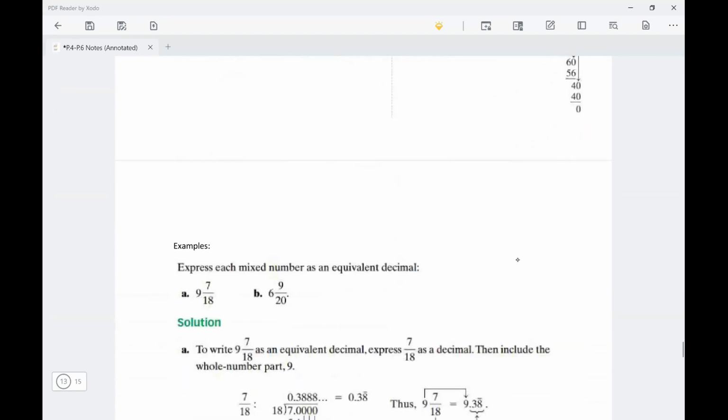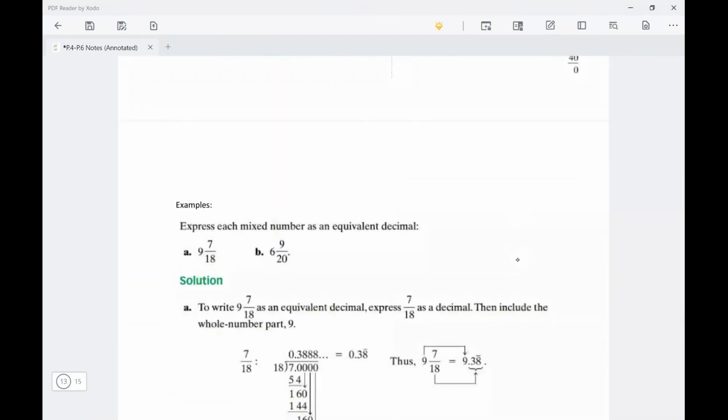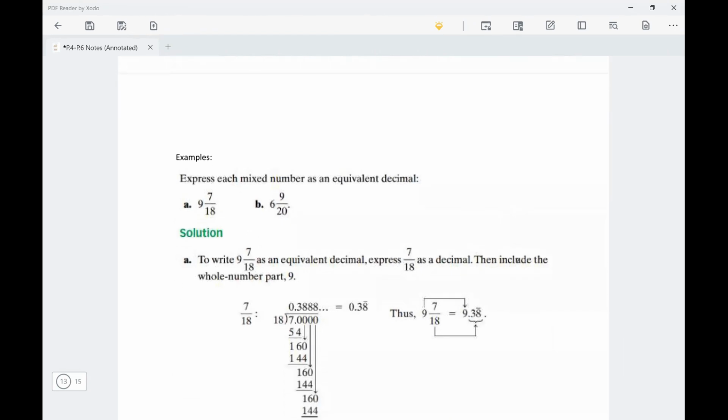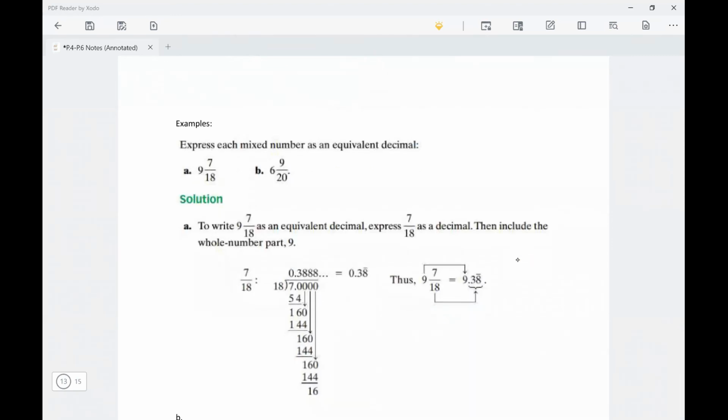Okay, we'll look at a few examples here. It says express each mixed number as an equivalent decimal. So what we have to do here is notice that our whole number out front, that 9, is just going to stay 9, right? It's going to be to the left of the decimal place. But the fraction to the right is going to be everything to the right of the decimal place. So whenever we're looking at these problems with mixed numbers, we really only have to calculate what 7 divided by 18 is. And we just put that to the right of the decimal place. So in this case, it's 0.38 repeating.